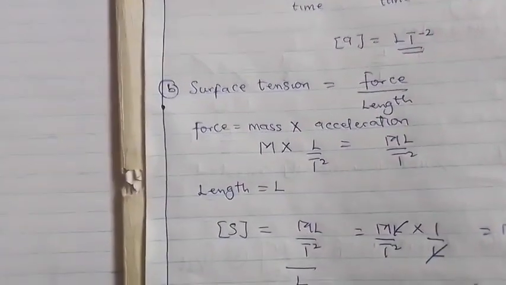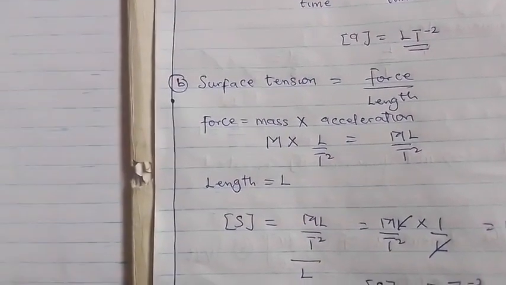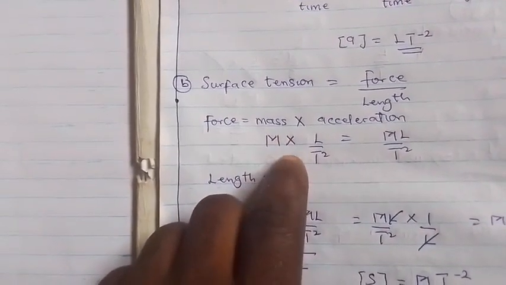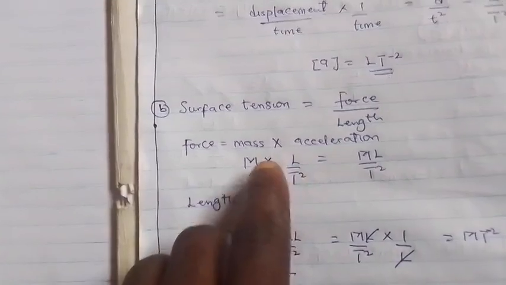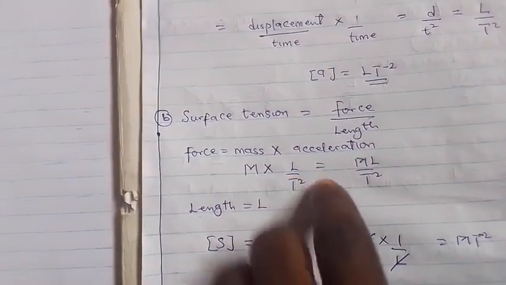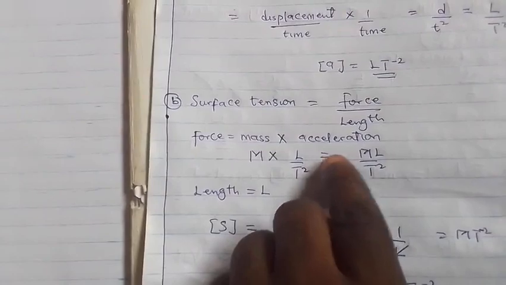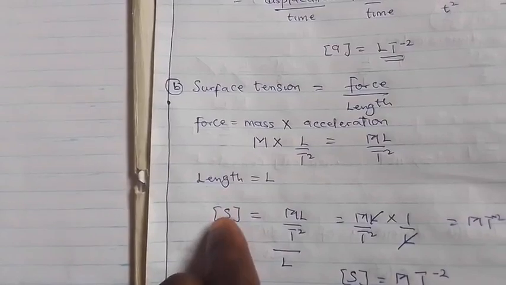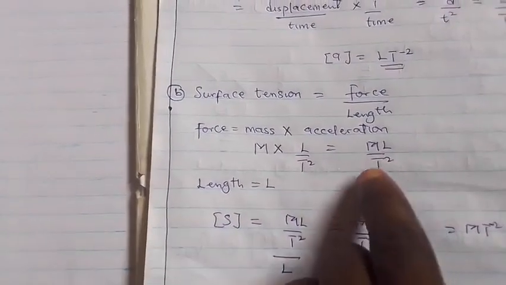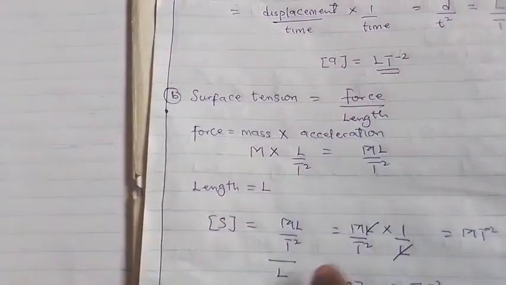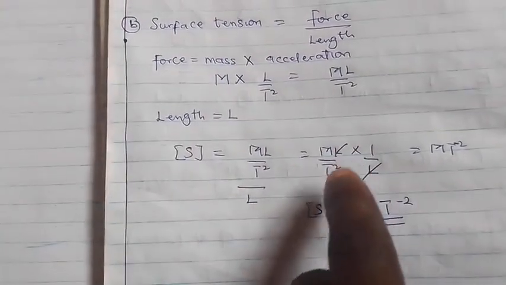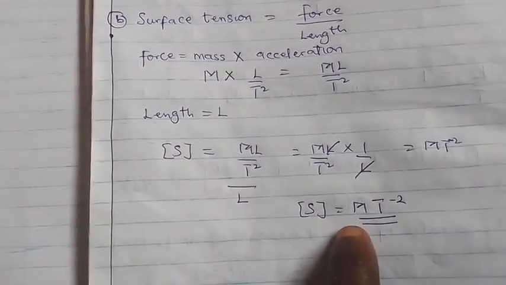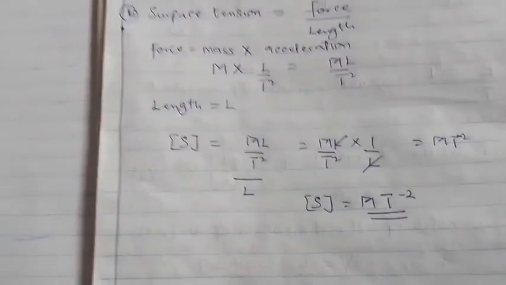And the second one, surface tension. The formula of surface tension is force over length, and force is mass times acceleration. Mass is capital M, that's the dimension of mass, times acceleration, which is L over T to the power 2. So this becomes ML over T to the power 2. And length is L. So the dimension of surface tension, S in square brackets, will be ML over T square divided by length, which is L. So that will be ML over T square times 1 over L, which is MT to the power minus 2. So the dimension of surface tension is MT to the power minus 2.